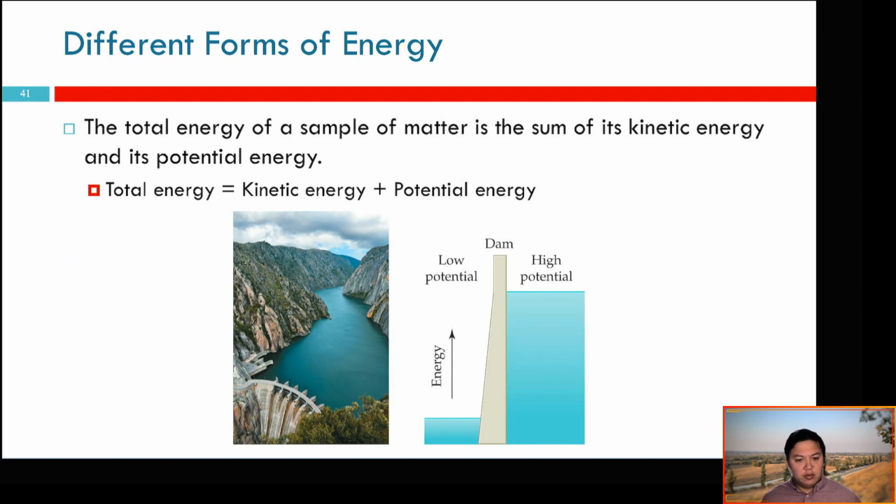And then the total energy of a sample of matter is the sum of its kinetic and its potential energy, right? So when we have a dam like this, the water on this side has a high potential energy, and the water on the other side has a low potential energy. And we can take advantage of this by flowing this water through turbines and converting that potential energy into falling kinetic energy, and then that'll spin a turbine to create electrical energy. But the total energy of this system, right, is the kinetic plus the potential energy.